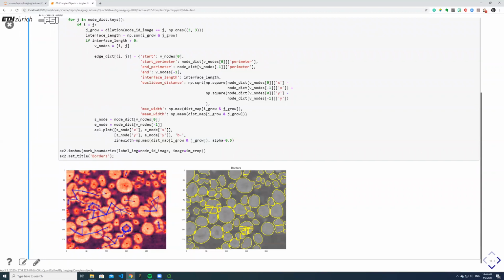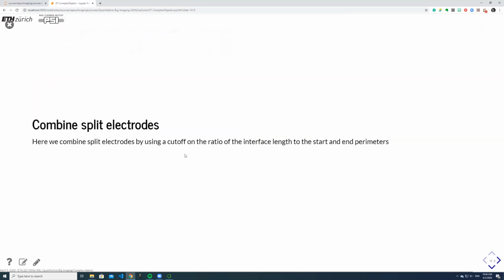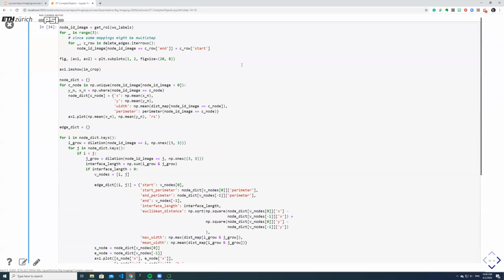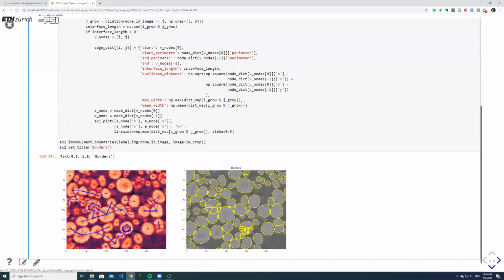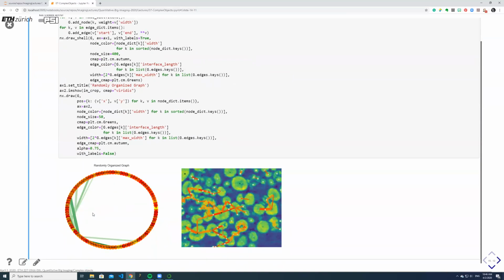Now, let's continue on this and look at how they are connected. We get this data frame where we see a little bit more about how they are connected, how long the interface lengths are, the distance between the nodes, width of the items, etc. And now we want to see what happens, and we need a little bit more data again. And then in the end, we have this graph again. Here we get the connected graph.